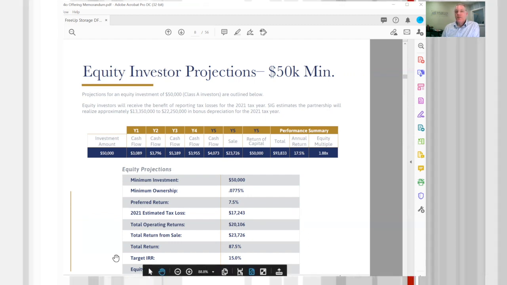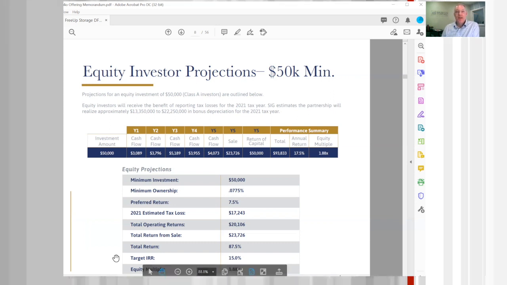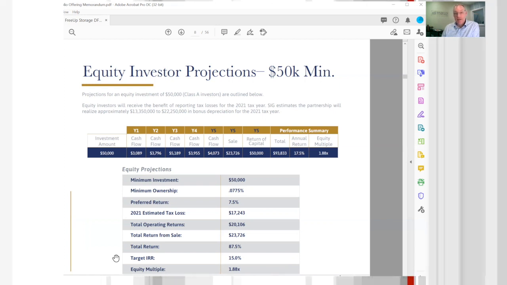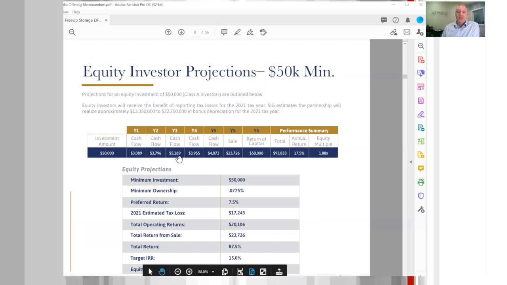The target internal rate of return, in essence, is just the discount rate applied to future cash flows. We think you're going to make about 15% per year. Part of that will be by way of a capital gain in the future. Part of that is the present value of future cash flows. That's this, cash on cash.